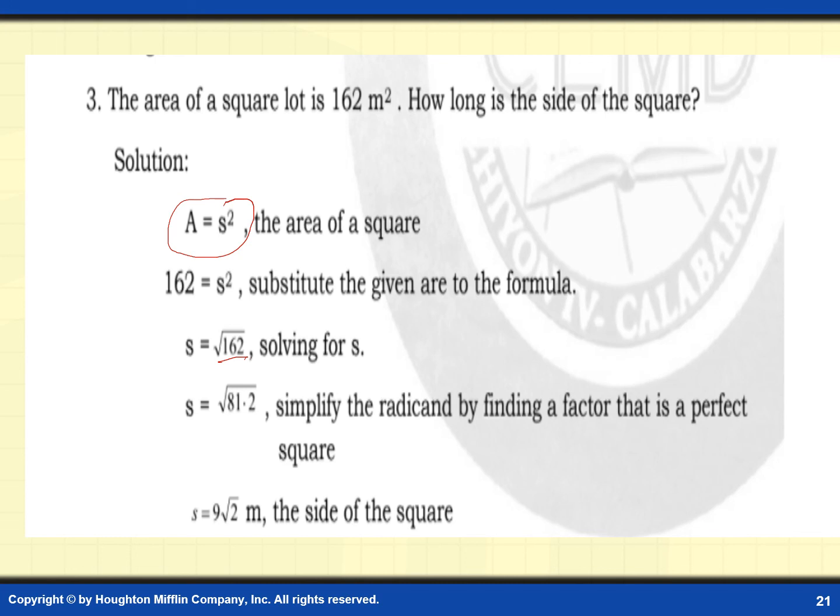So 81 times 2. And then simplify natin yung radicand. What is the square root of 81? That is 9. 9 square root of 2 meters is the side of the square. So, ano po yung side ng square daw natin? Kung ito ang square natin, ang apat na side or ang side niya po ay 9 square root of 2.